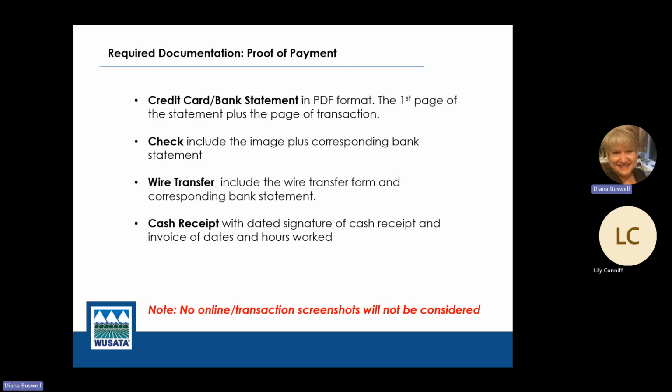If it's paid by check, as you saw in the previous slide, you must include the corresponding bank statement. If paid by wire, include the wire transfer form and the corresponding bank statement. And if paid by cash, and that's pretty rare, I definitely would recommend you contact our office in that situation.